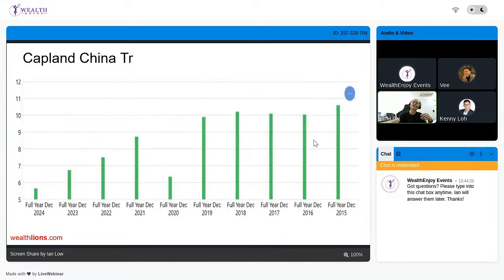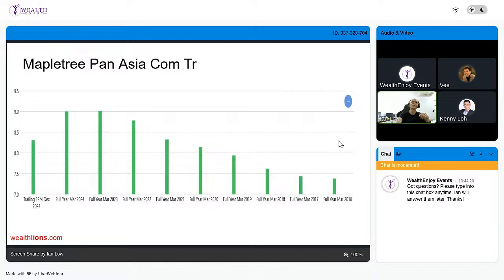Likewise, Keppel China. I'm not asking you to buy Keppel China. This is a strong sponsor, but I think over the years the DPU has come down. I'm very tempted because the price is so low now. I'm so tempted to buy, but I have to control myself not to buy. And this is the better counter.